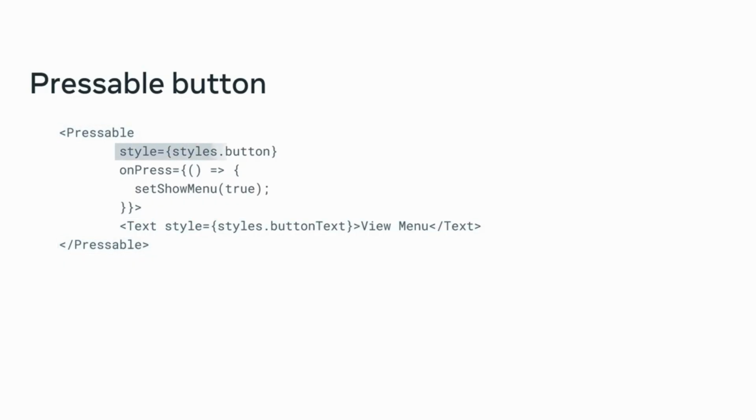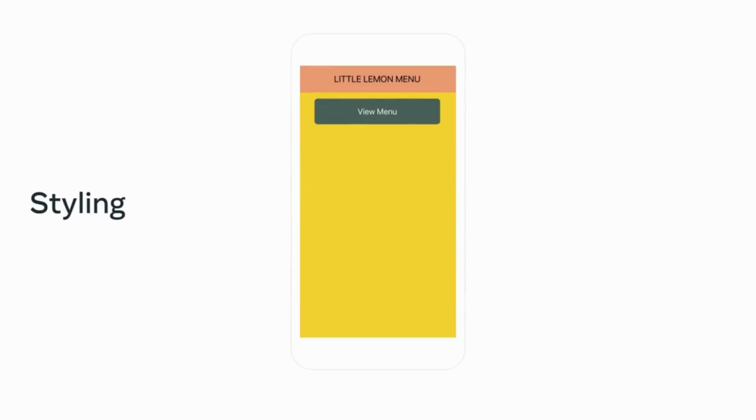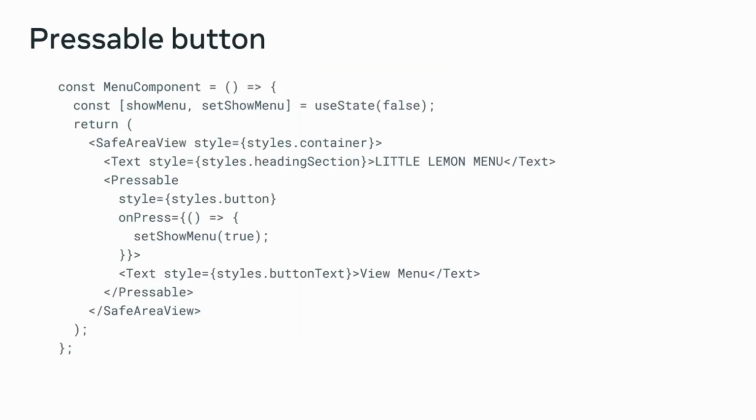The pressable component also takes in some styling that comes from a style sheet. The style used in this case is called button. This style results in a button with a green background and white text. Also, notice that the onPress method has been defined. This means that when the user presses the View menu button, it invokes the onPress method, which sets the show menu state to true. Developers often use this pattern where a local state of the component is updated after pressing a button or pressable area.